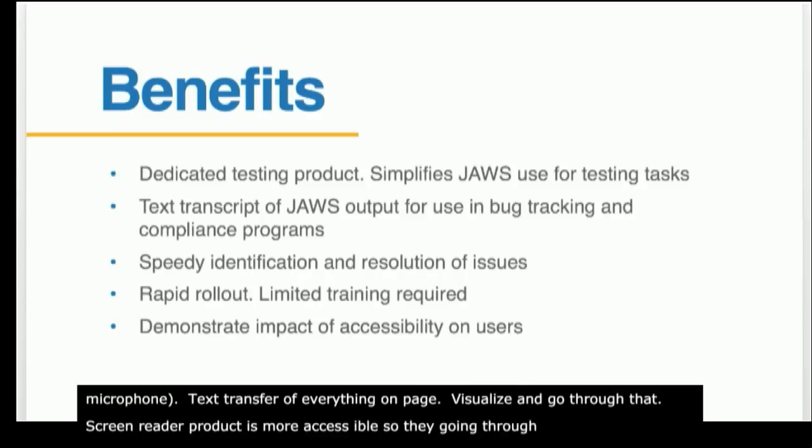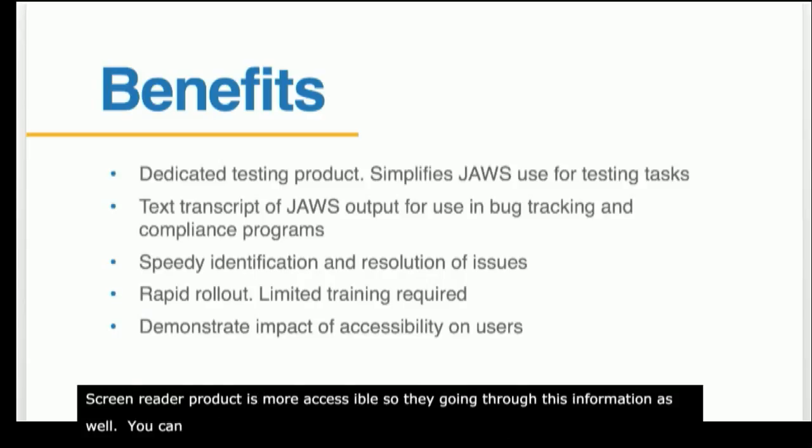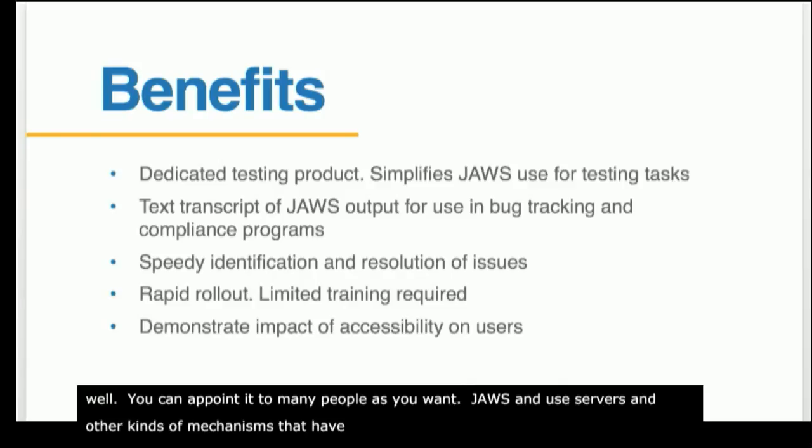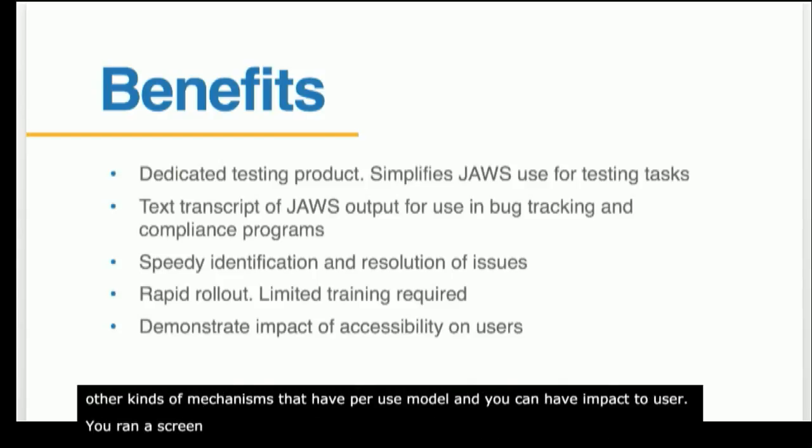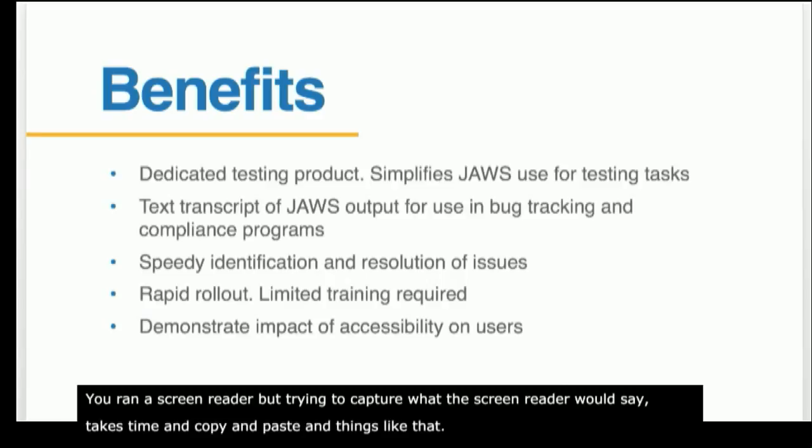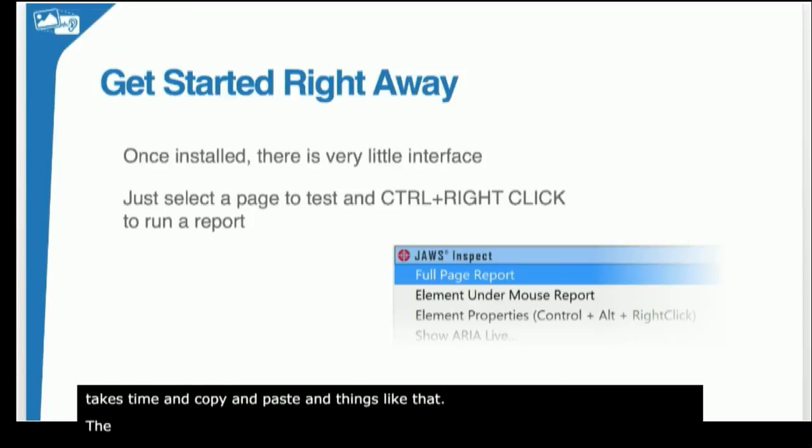You can deploy this to as many people as you want. Licensing models like JAWS allow you to use license servers and other kinds of mechanisms so that you can have a per-use model. And you can demonstrate the impact to the user. This is similar to what you would do if you ran a screen reader, but again, trying to capture what the screen reader would say takes time using things like history mode, copy and paste and things like that. Next slide. Getting started right away.